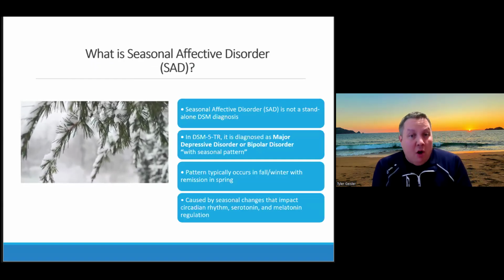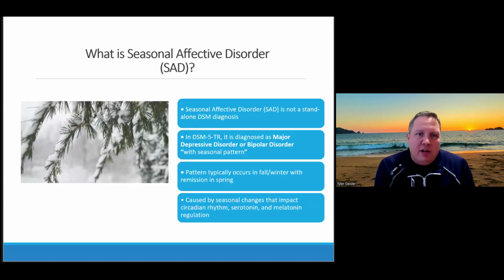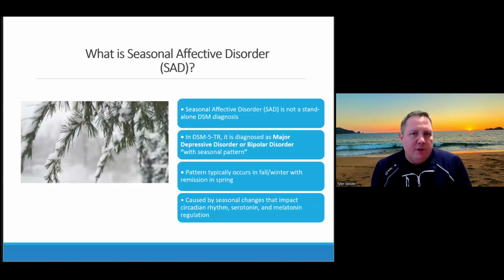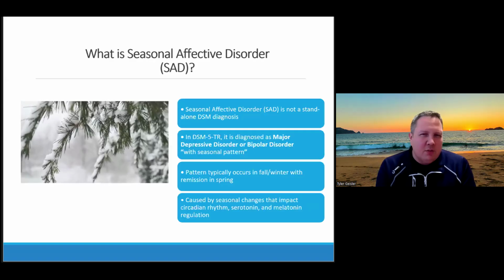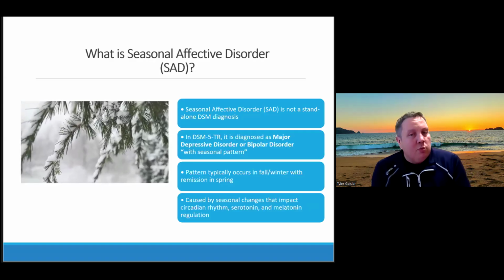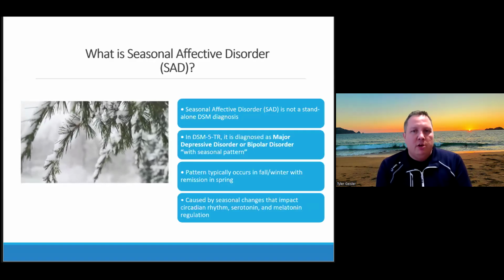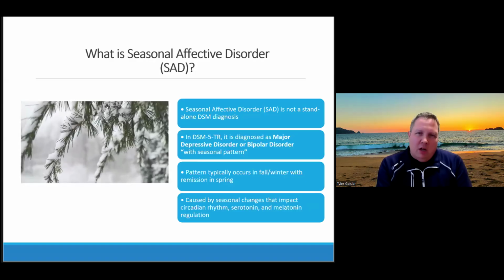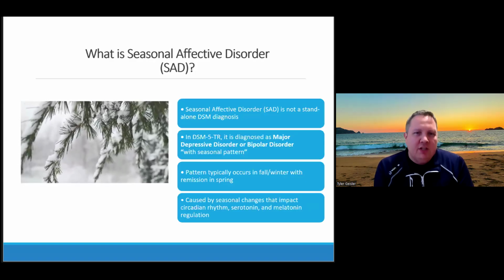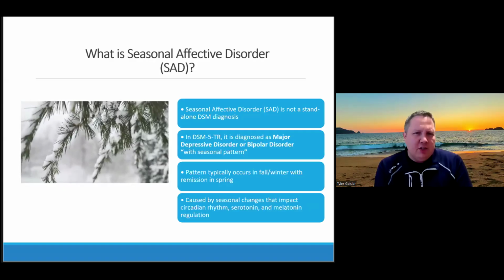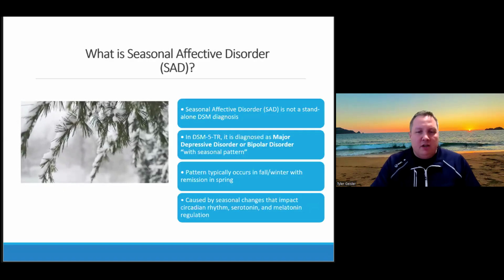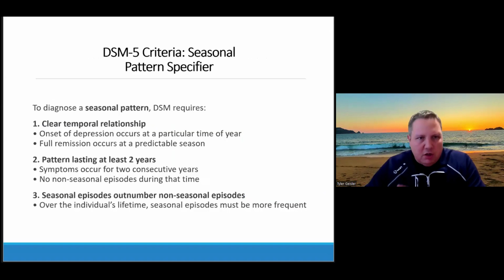The pattern typically occurs in fall and winter. People might already be starting to experience seasonal affective disorder as we're in mid-November now. We're a couple of weeks from turning over to December and the holiday season and colder temperatures and things like that. It's caused by seasonal changes that impact circadian rhythm, serotonin and melatonin regulation, which we're going to be going through.